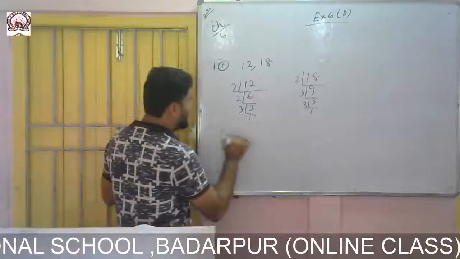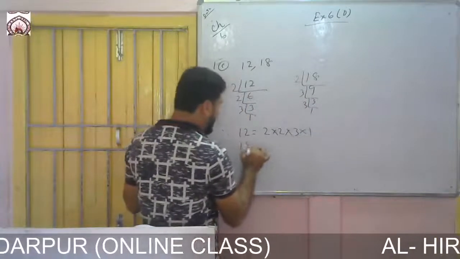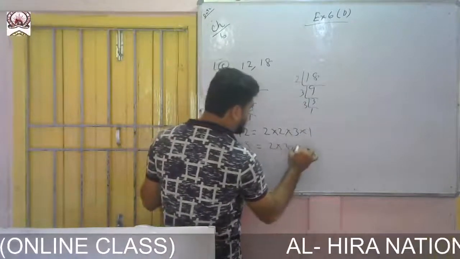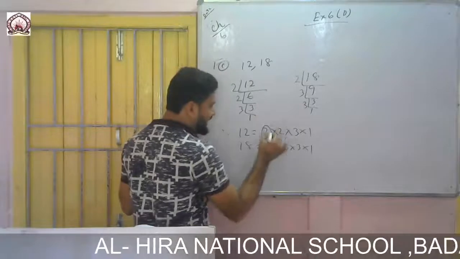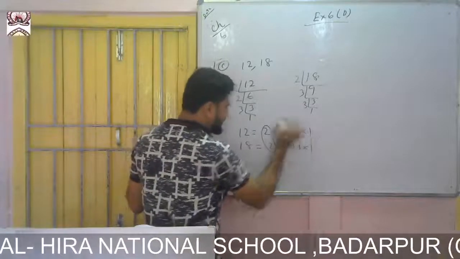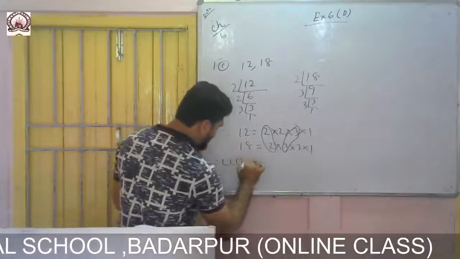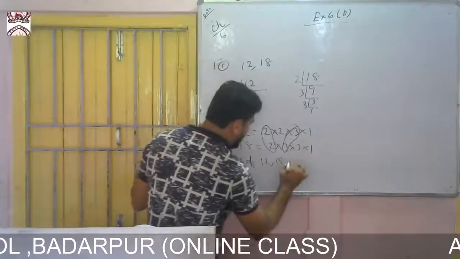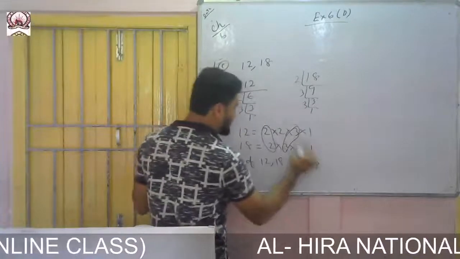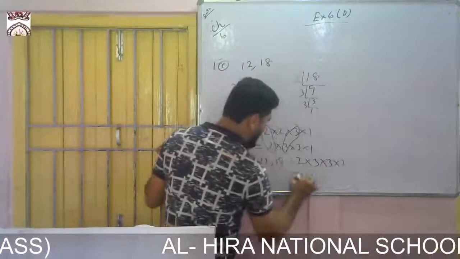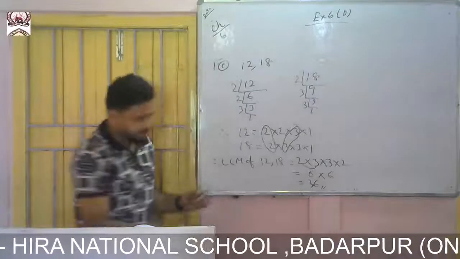Now you write 12 equals 2 into 2 into 3 into 1, and 18 equals 2 into 3 into 3 into 1. Now you take the common factors, 2 and then 3, and then the remaining factors. Therefore LCM of 12 and 18 equals this common 2, this common 3 and the remaining 3 and 2. 3 twos are 6, again 3 twos are 6, 6 threes are 36. So the answer is 36.